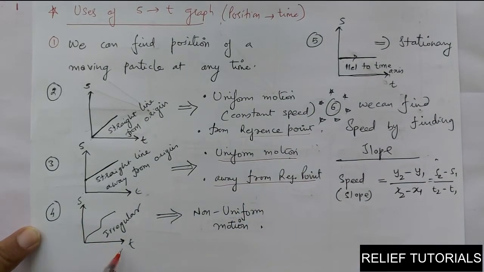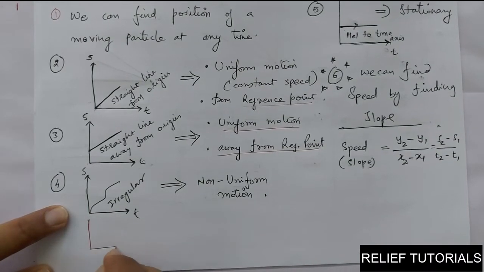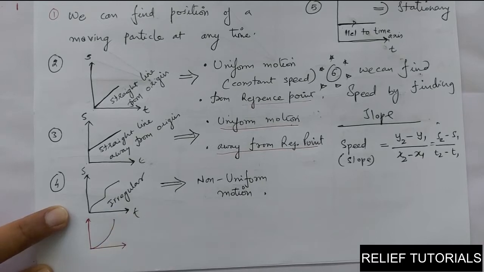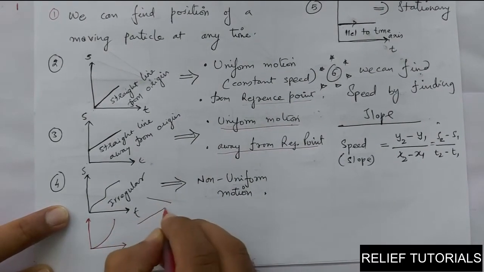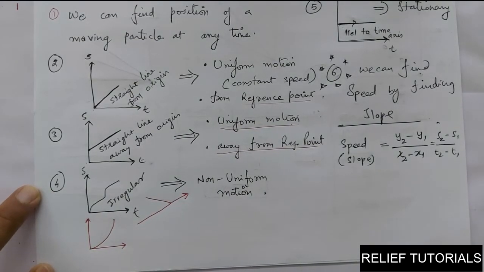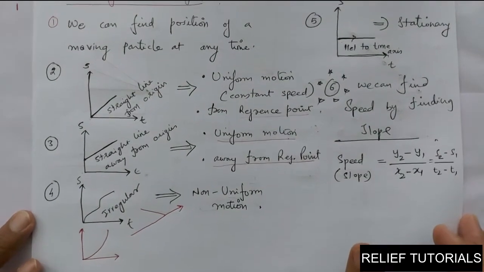If the distance versus time graph is irregular in shape, it may be like this, or sometimes a curved path like this also. Both of these indicate what? Both indicate the particle is performing non-uniform motion, meaning the speed of the particle is not constant, it is changing.